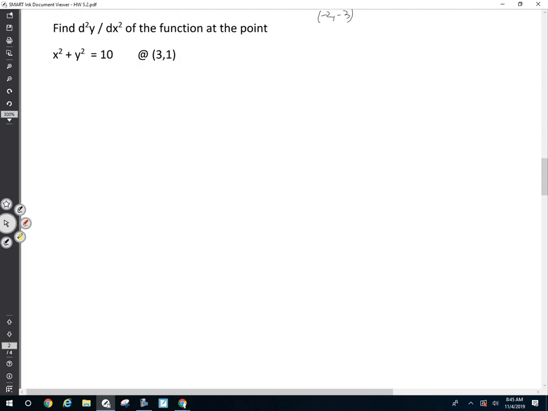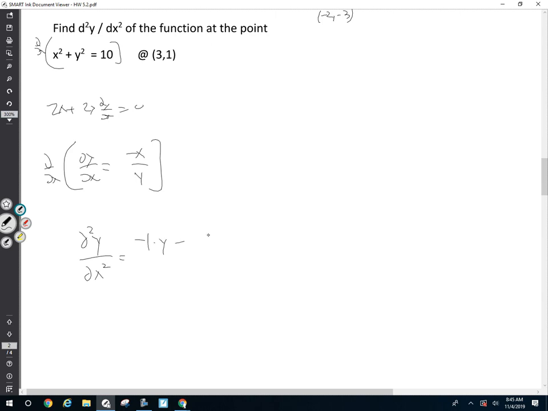All right, second derivatives. Here we go. We got to find the first derivative. Take the derivative. Solve for dy dx. You get negative 2x over 2y. I can cancel the 2's. Be ready to take the derivative again. I get d squared y over dx squared equals the derivative of the first times the second minus the derivative of the second times the first, all over the bottom squared.